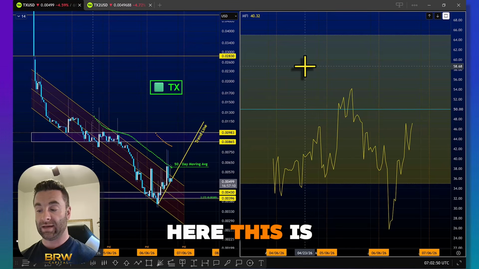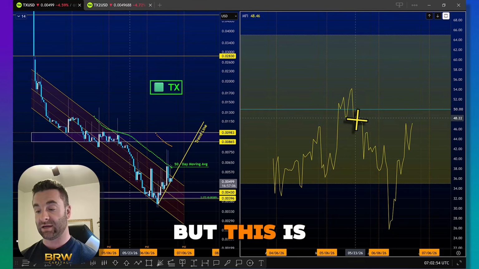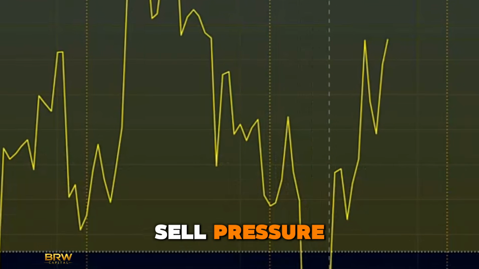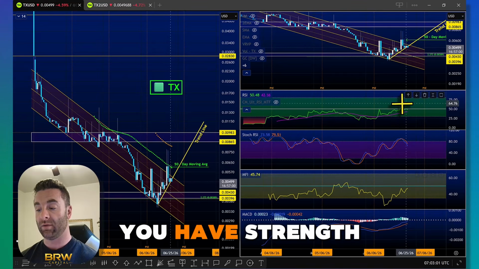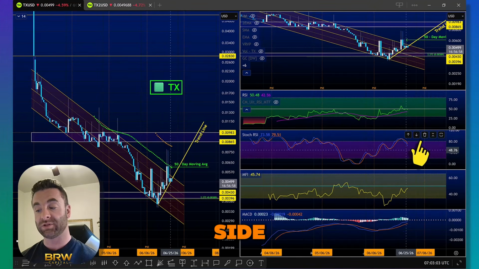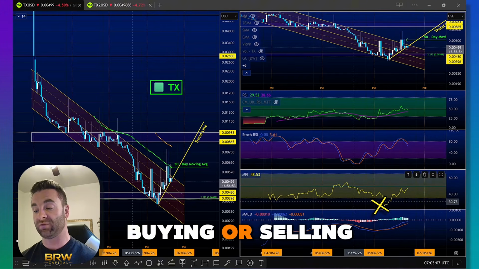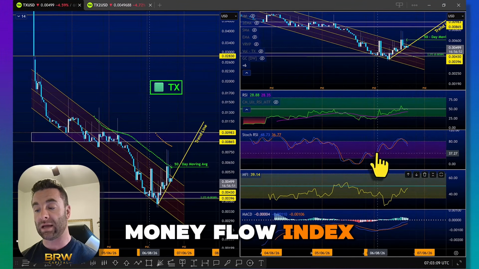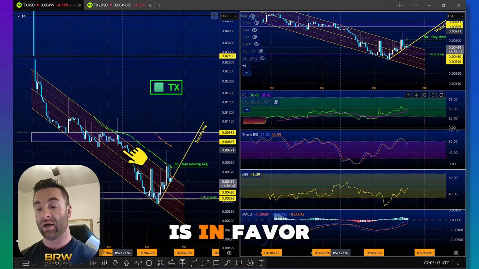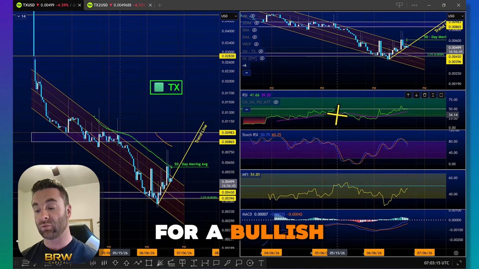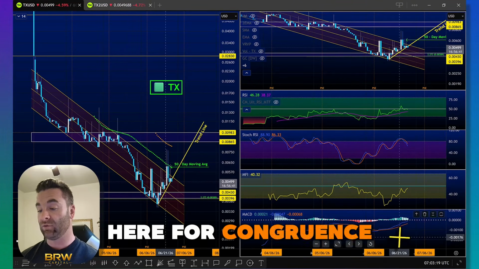If you look here, this is the money flow index, and I've talked about this many times, but this is just telling us that there's been sell pressure, and this has been buy pressure. So there's two different things. You have strength on the RSI side, you have momentum on the stochastic RSI, and then you have buying or selling pressure on the money flow index. But if you pair them on all three, overall the trend is in favor for a bullish divergence. So you have three oscillators here for congruence.